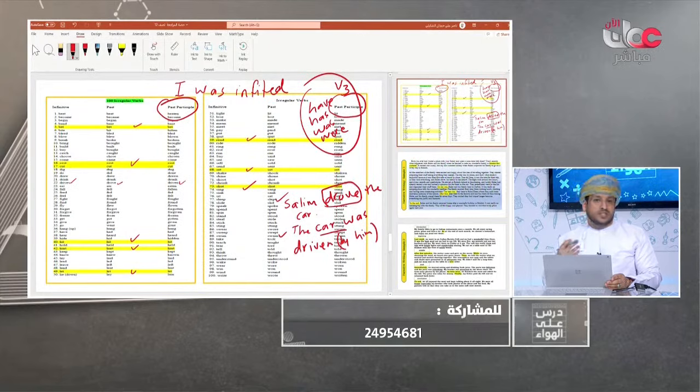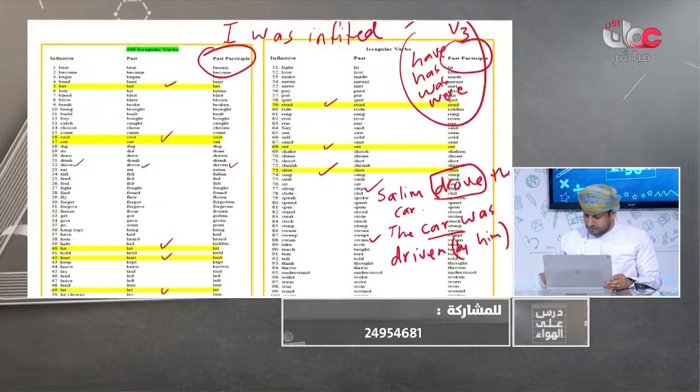Okay? I have written a story. Even the past perfect: I had written a story. The story was written. See, here is the use of the past participle, or the verb number 3 of the irregular verbs. So this is really important. I would like to draw your attention that this is really important, especially for learners like you. So I hope that this is clear for everybody.